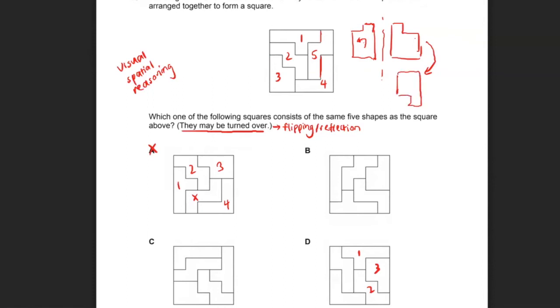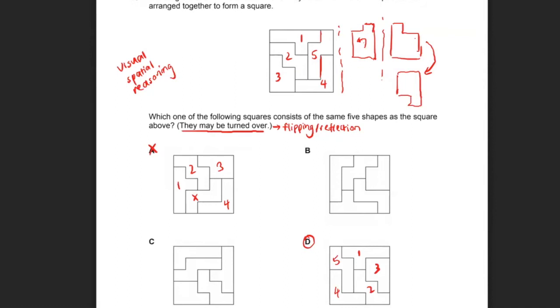Shape 4, it's the L-shaped one that's simply just been rotated clockwise 90 degrees. Okay, and then shape 5, you can see that it's just been flipped across the vertical mirror to make this new one here. Okay, so that's why the answer is D.